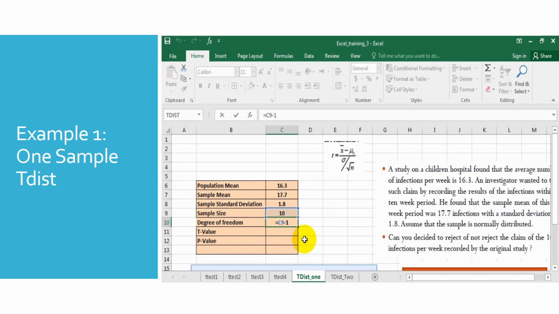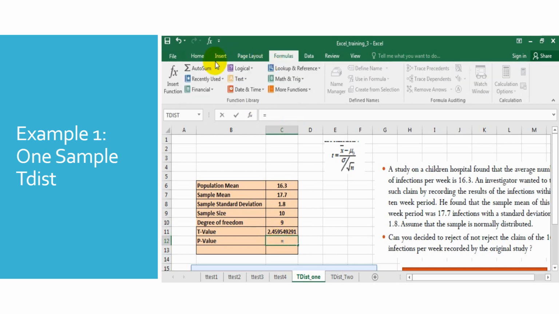First of all, we have to compute the degree of freedom, which is sample size minus 1, equals C9 minus 1 for one sample. Then compute the t-value by using this formula. Remember to put the parentheses. Sample mean minus population mean divided by the sample standard deviation divided by the square root of the sample size, which is 10.